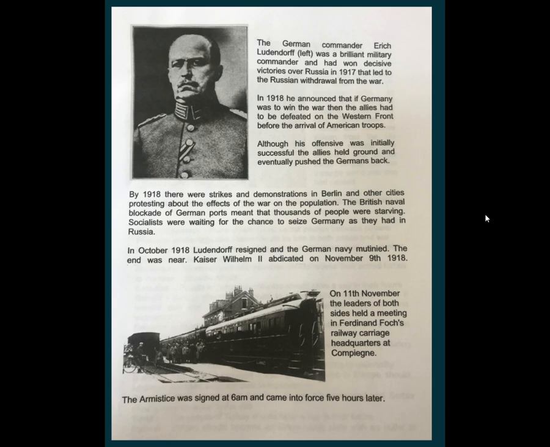By 1918, there were strikes and demonstrations in Berlin and other cities protesting about the effects of the war on the population. The British naval blockade of German ports meant that thousands of people were starving. Socialists were waiting for the chance to seize Germany as they had in Russia. In October of 1918, Ludendorff resigned and the German Navy mutinied. The end was near. Kaiser Wilhelm II abdicated on November 9, 1918. On November 11th, the leaders of both sides held a meeting in Ferdinand Foch's railway carriage headquarters at Compiègne. The armistice was signed at 6 a.m. and came into force 5 hours later.